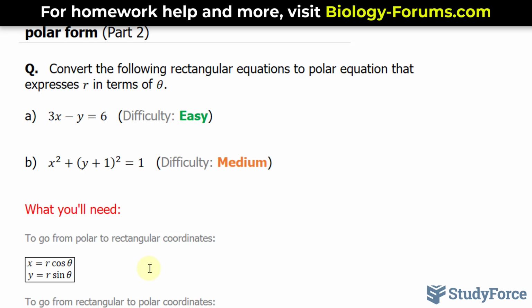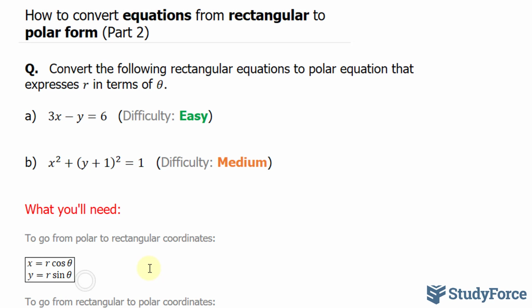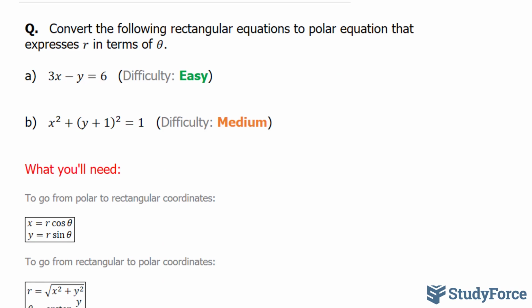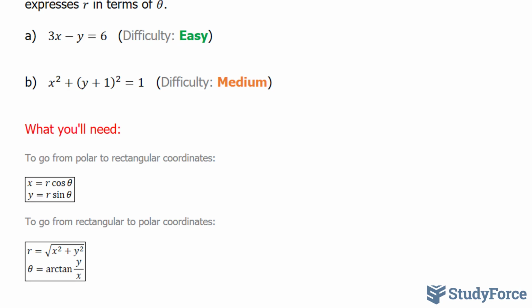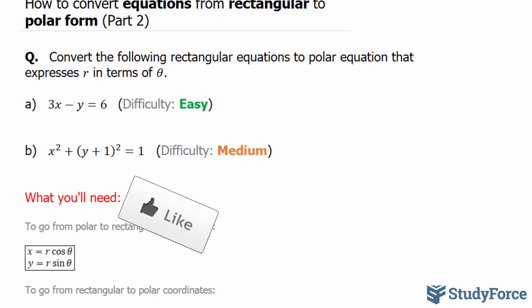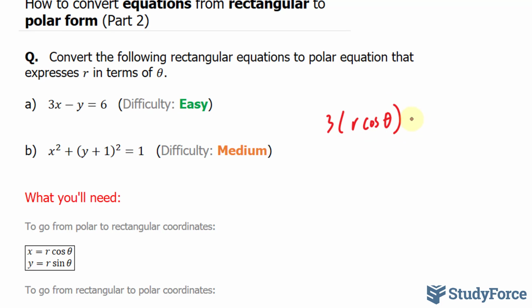To go from polar to rectangular coordinates, we use the following two formulas. The first one being x is equal to r cos theta, and y is equal to r sine theta. The easy part of these questions is to substitute where you see x and y with what they're equal to. So let's go ahead and do that. We have 3 times r cos theta minus what y is, which is r sine theta, is equal to 6.